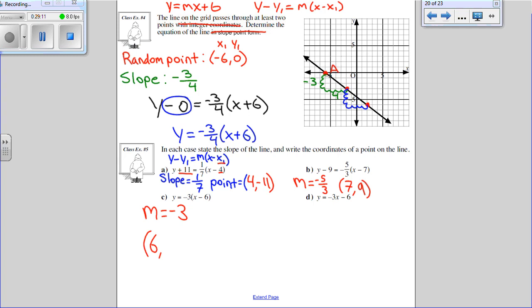The reason I wanted to leave D is because D is not in slope point form. If you said that the slope was negative 3, that's right. But the point isn't the point we're used to. What form is that? That's y-intercept. So we wouldn't want to use the opposite number in this case, because this is a different format. The slope in this case is negative 3, and the point is actually a y-intercept.